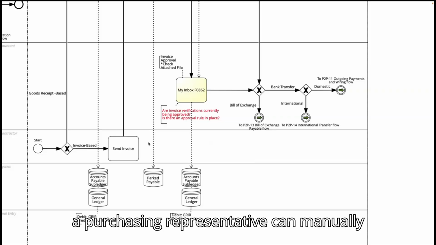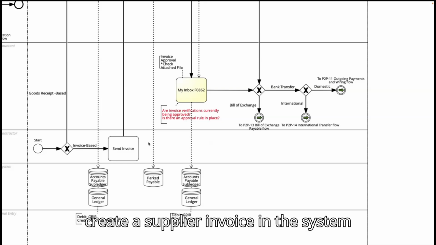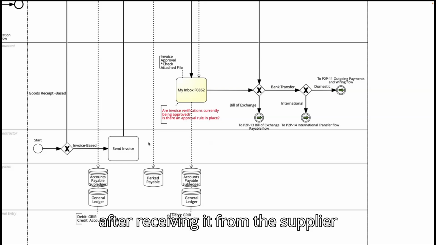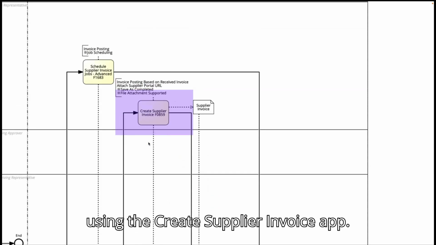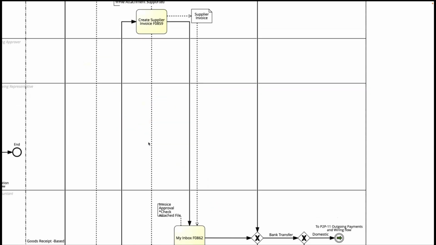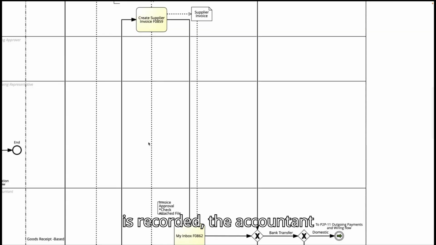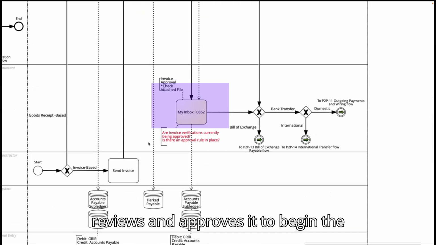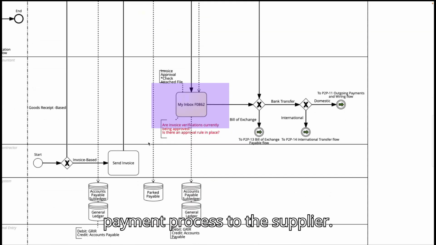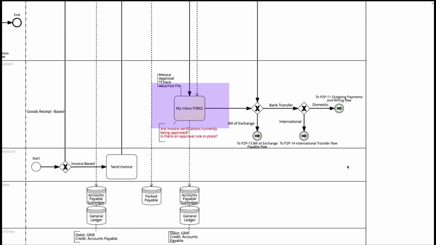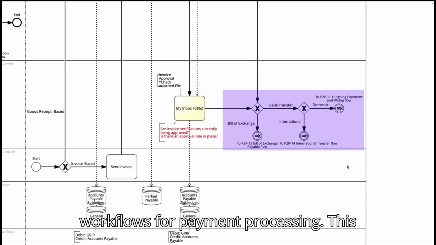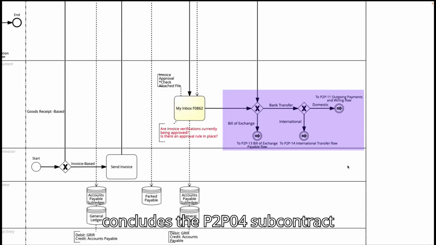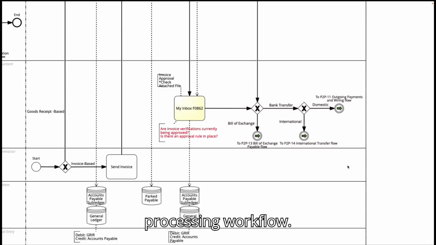The purchasing representative can manually create a supplier invoice in the system after receiving it from the supplier using the Create Supplier Invoice app. Once the invoice is recorded, the accountant reviews and approves it to begin the payment process to the supplier. Depending on the payment terms and conditions, this may trigger different workflows for payment processing. This concludes the P2P-04 subcontract processing workflow.